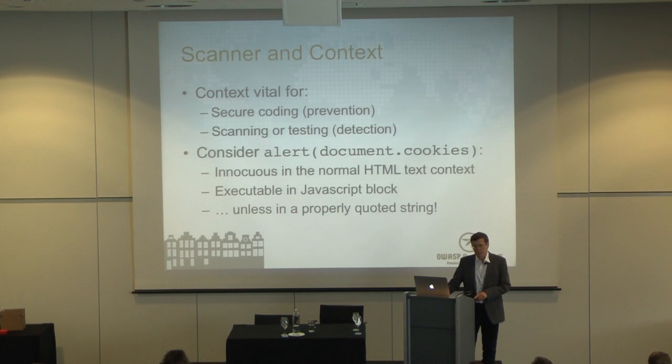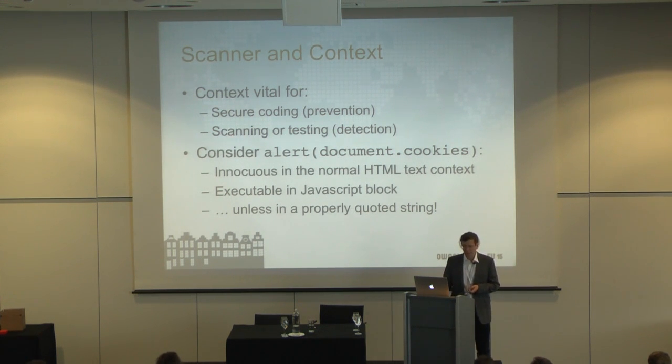Let's talk about the context. The context, HTML context, is crucial for everything you want to do with web security. Whether you want to do prevention, for example the auto-escaping templates that we showed, which is a great way to do this because it does it automatically, or for detection testing. So let's consider alert document cookies. In some contexts, if it's just in a page by itself or between normal HTML tags, not strictly, it's okay. So it's not to be flagged, no problem.